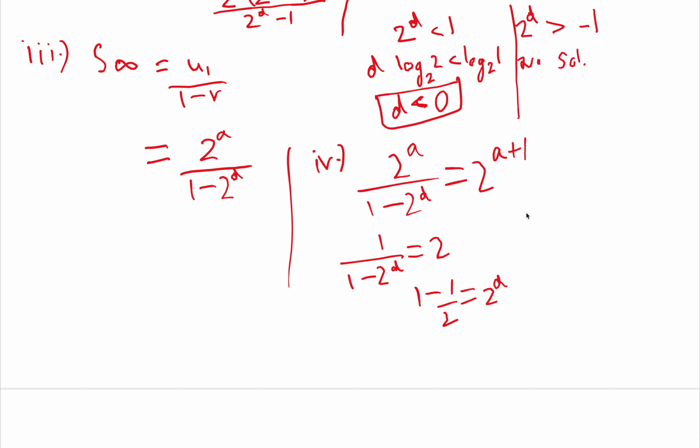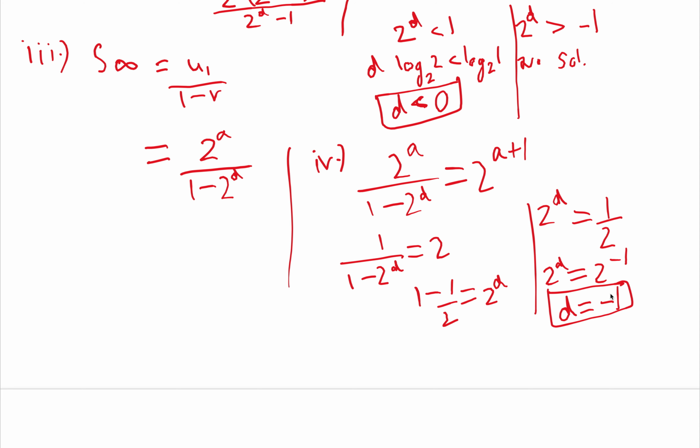And then we can write this as 2 raised to the power of d is equal to 1/2. So we can rewrite this as 2 to the power of d is equal to 2 to the power -1, and so we find that d is equal to -1. So this is the answer to the fourth and final part of B.